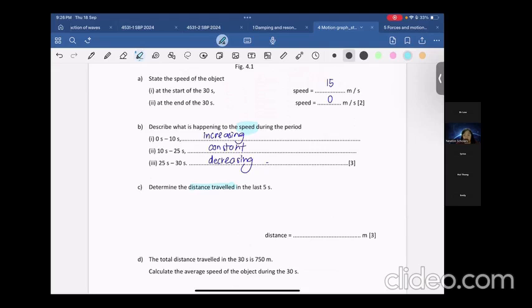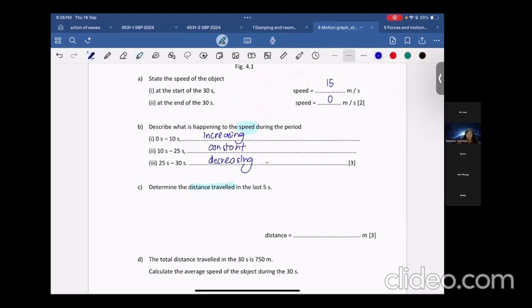Xuan, for B, we talk about the speed. So I don't want the answer about acceleration. Of course, the answer scheme accepts it, but here, because I'm more strict, we're talking about what happened to the speed. Speed increasing, speed decreasing, constant speed.